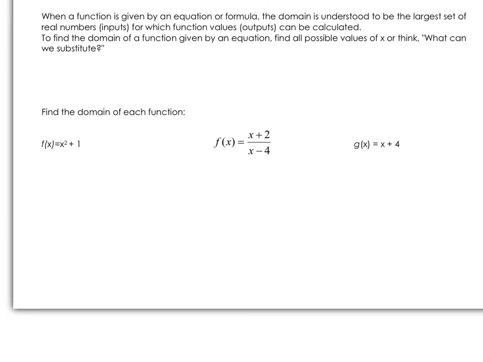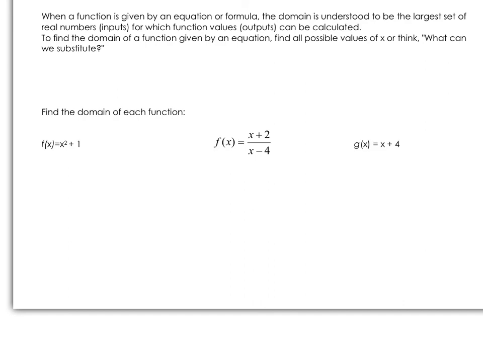When a function is given by an equation or formula, the domain is understood to be the largest set of real numbers, inputs for which the function values, outputs, can be calculated. To find the domain of a function given by an equation, find all possible values of x, or think, what can we substitute? So find the domain for each function.